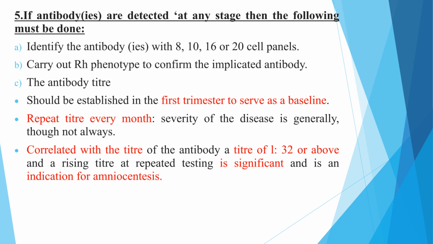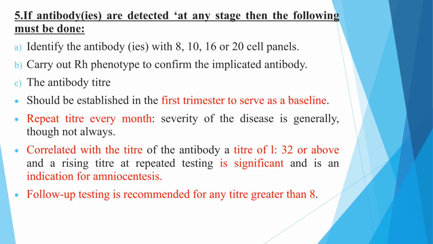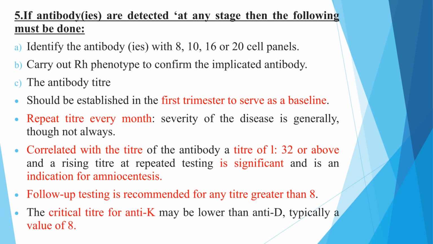A titer of 1 in 32 or above, and a rising titer at repeated testing, is significant and is an indication for amniocentesis. Follow-up testing is recommended for any titer greater than 8. The critical titer for anti-K may be lower than anti-D, typically a value of 8.